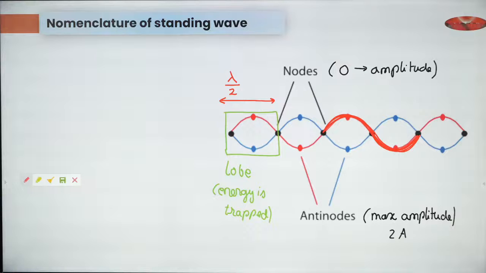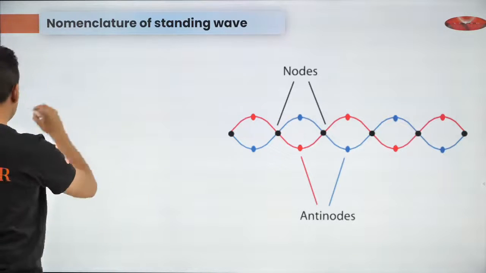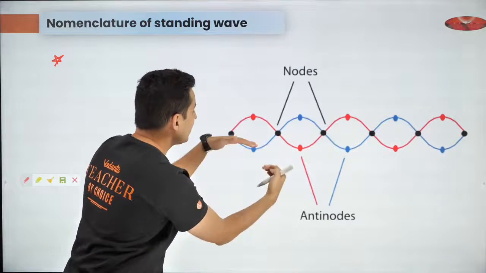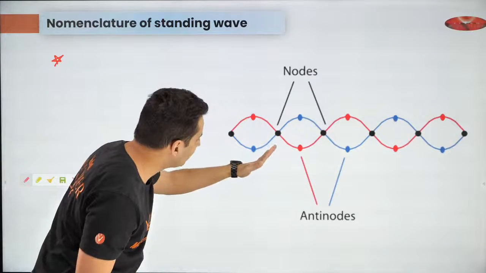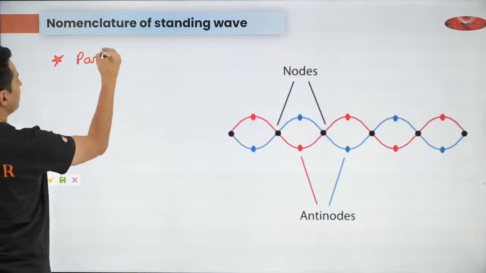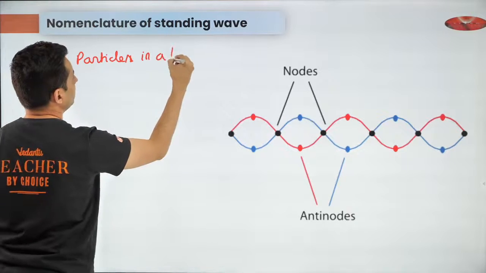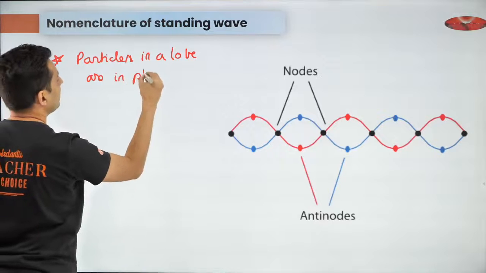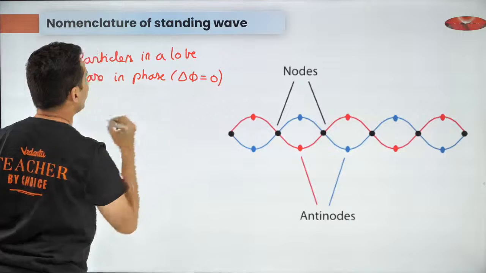Now, there are some more important things that I would like to tell you guys. So I'll just erase this. These are some very important pointers you must know. In a lobe, all the particles will go up together, and all the particles will come down together. So particles in a lobe are in phase. Very, very important. In phase means the phase difference between them is 0.